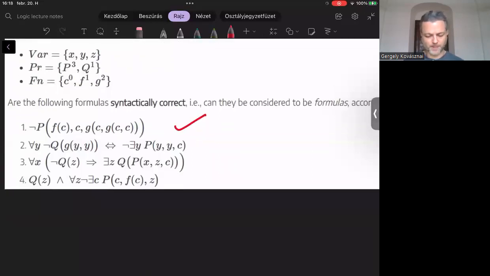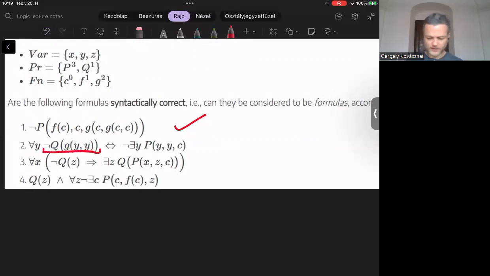Let's check out the second one. In the second one, well, we can start with the main logical operator, equivalence, which is supposed to have 2 sides. And it has 2 sides. So far, this is all right. Then we have to check the 2 operands one by one. So first of all, in the first operand, we are using a universal quantifier with a variable. This is really important. The quantifier must be followed by a variable, and this holds in this case. Great. And the variable must be followed by a formula.